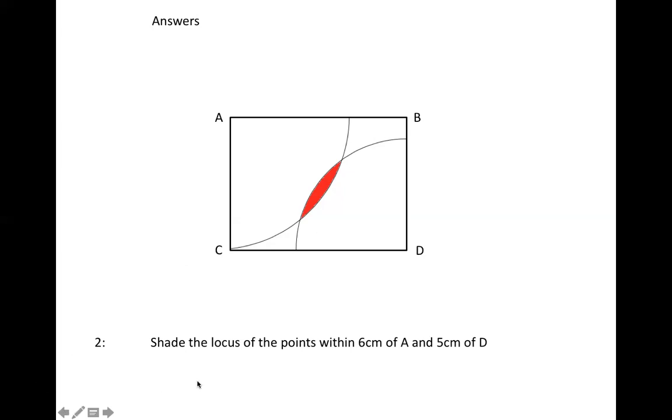Okay, anyone has any questions? Okay, no, you can start drawing. So you stand on A, measure 6 cm, and draw an arc, and then 5 cm of D. Then you measure 5 cm, stand on D, and draw an arc, and where the region of intersection is, you shade it. That will be the locus of points that obey that rule.